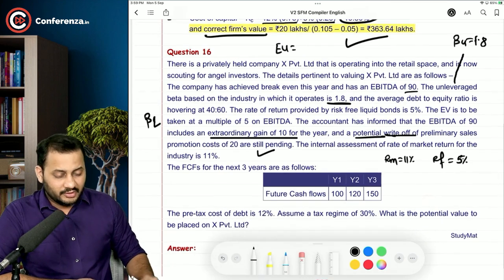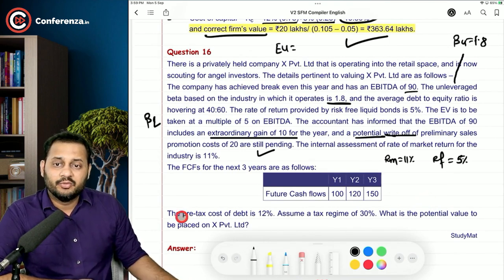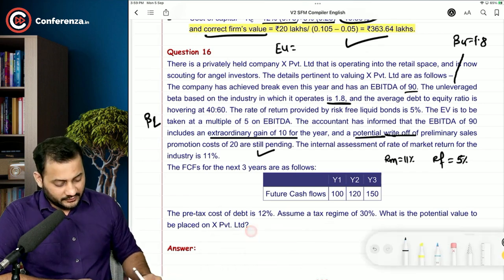So all in all, the maximum data given here is for the cost of capital, which requires CAPM, and in CAPM you need levered beta. Okay, the free cash flows for the next 3 years are as follows. The pre-tax cost of debt is 12%, tax rate is 30%. What is the potential value to be placed on X Private Limited? It's very simple, sir.